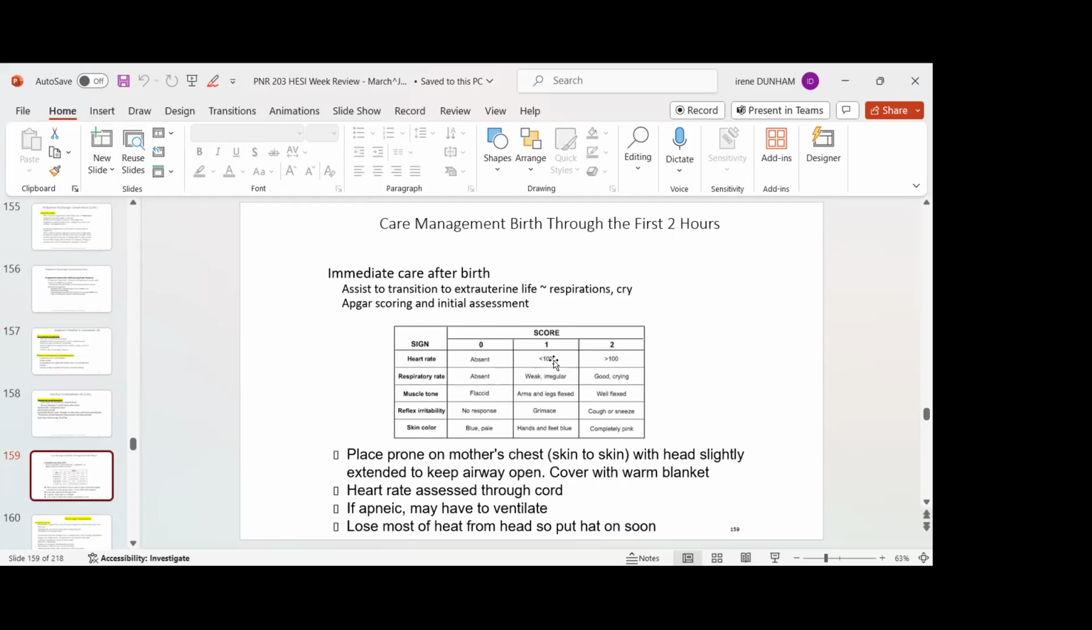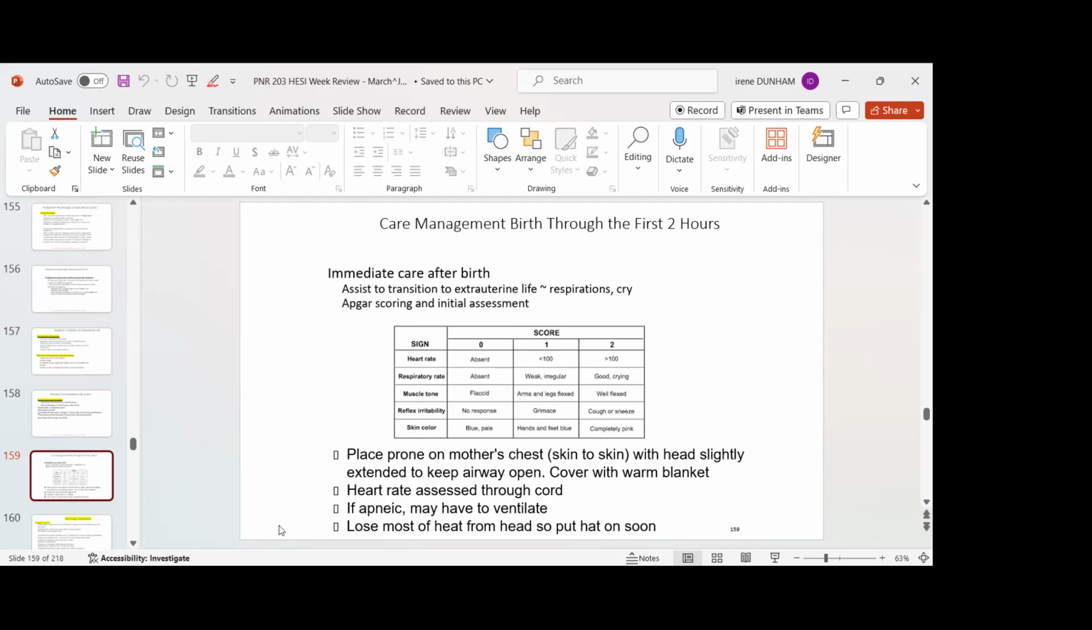Same thing. If it's absent on any of these, it's 0. If you have less than 100 on the heart rate, you get 1. If the respiratory rate is weak and irregular, they're going to get a 1. Arms and legs flexed, they get a 1. Grimace is 1. Remember, grimace is reflex. And if the hands and feet are blue, that's acrocyanosis. They're going to get a 1 because they did pink up their body.